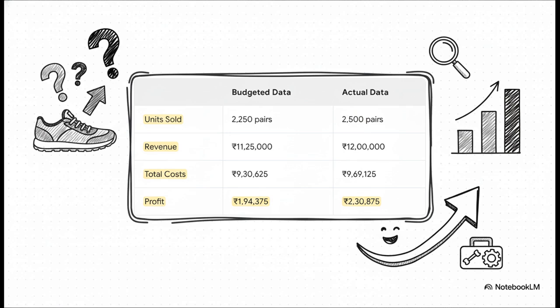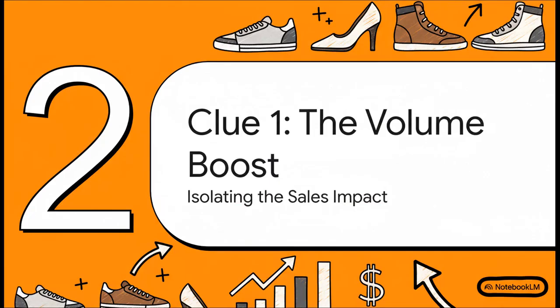Now, we can see they sold more shoes, and yeah, revenue and costs both went up. But these big numbers don't tell us why. For that, we need to pull out our first investigative tool. So our first line of inquiry is the most obvious one, isn't it? They simply sold more shoes. Let's figure out what kind of impact that alone had on the shop's bottom line.